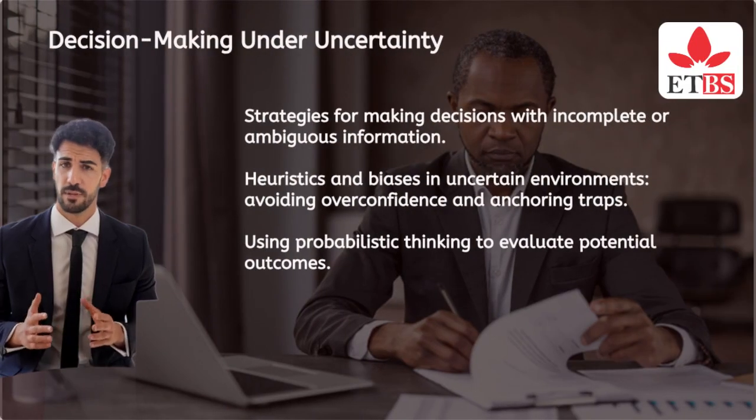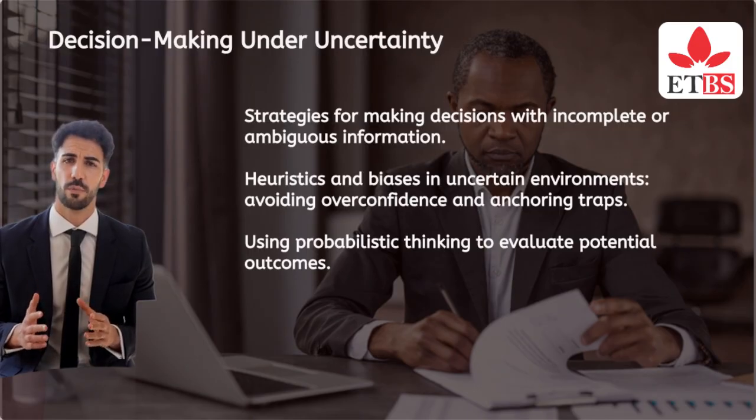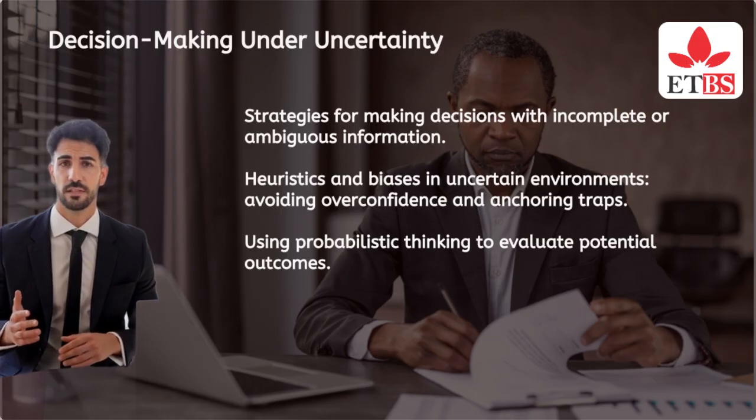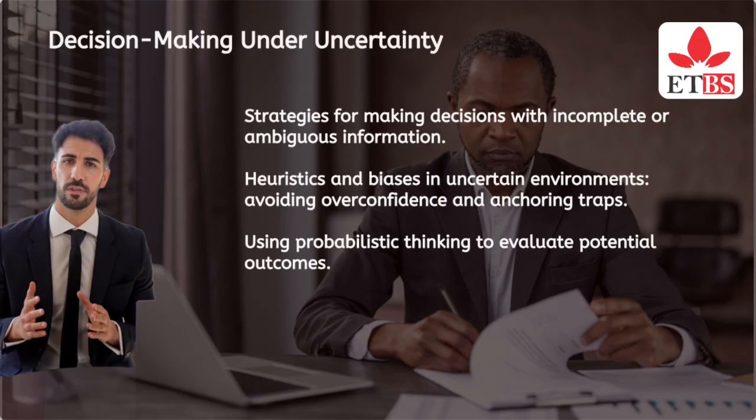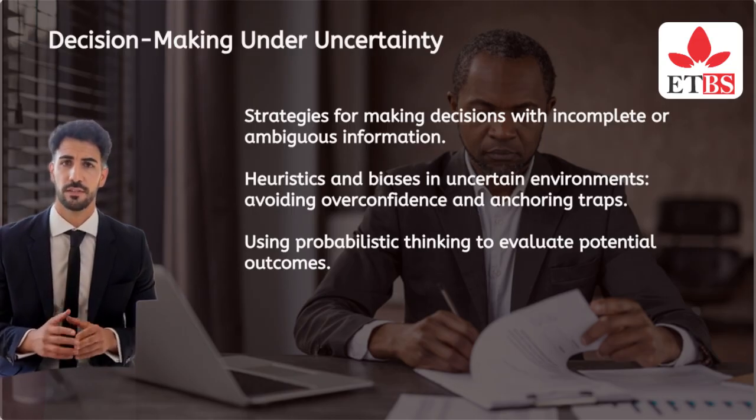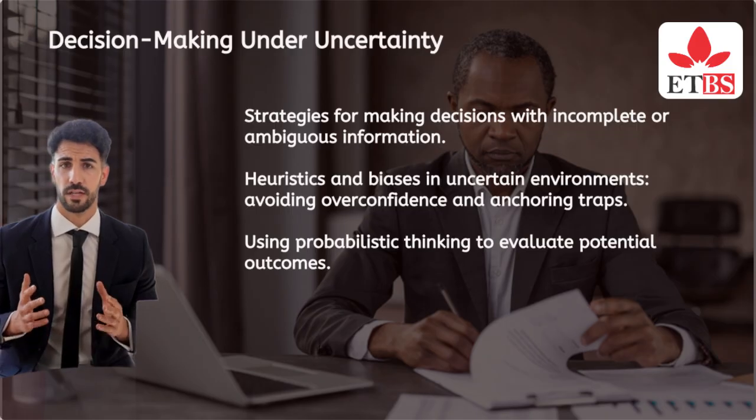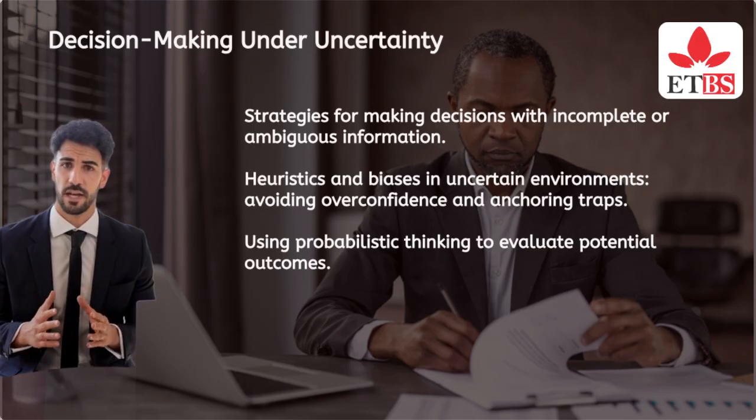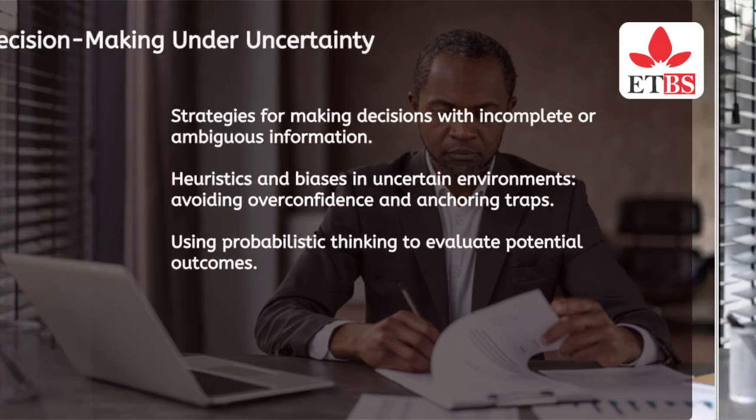4. Decision-making under uncertainty. Strategies for making decisions with incomplete or ambiguous information. Heuristics and biases in uncertain environments. Avoiding overconfidence and anchoring traps. Using probabilistic thinking to evaluate potential outcomes. Balancing risk aversion and risk-taking to optimize strategic impact. Contingency planning and flexible strategy designed to accommodate unforeseen changes.